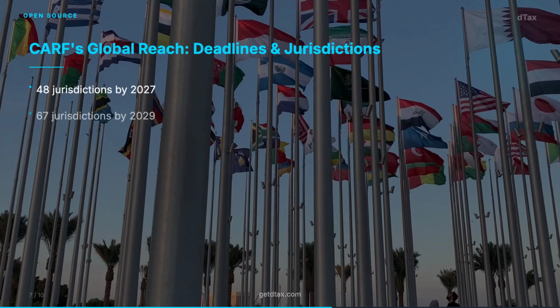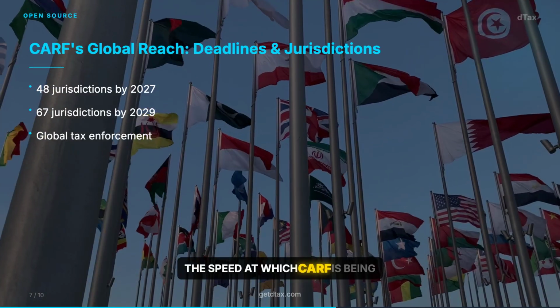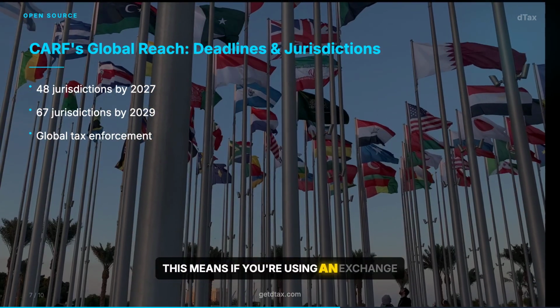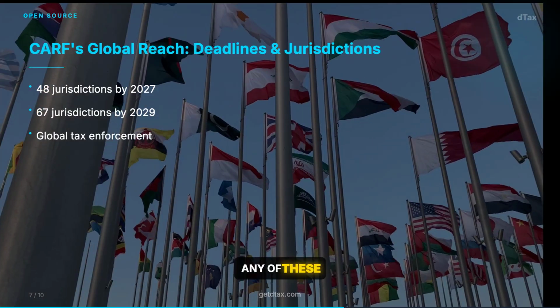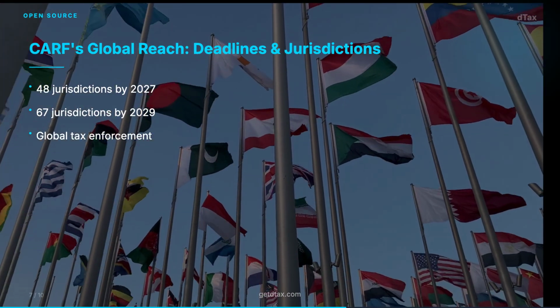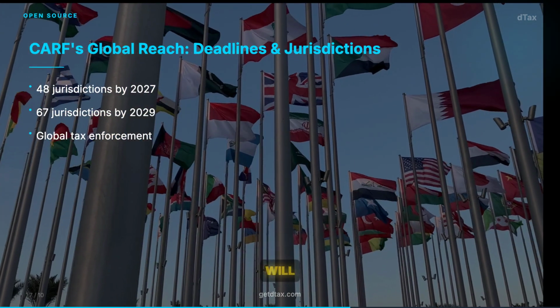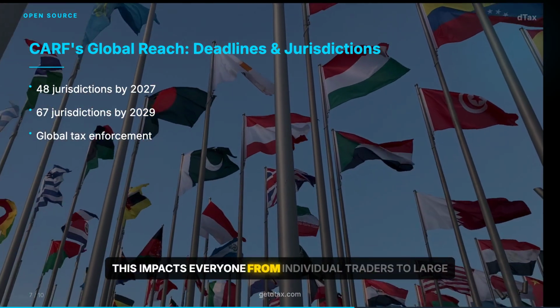Now let's shift gears to a major global development, the Crypto Asset Reporting Framework, or CARF. This is a game changer for crypto tax compliance worldwide. Starting in 2027, exchanges in 48 jurisdictions will begin automatically reporting their crypto transactions directly to tax authorities. This means your buys, sells, trades, and even transfers could be shared without you doing anything.